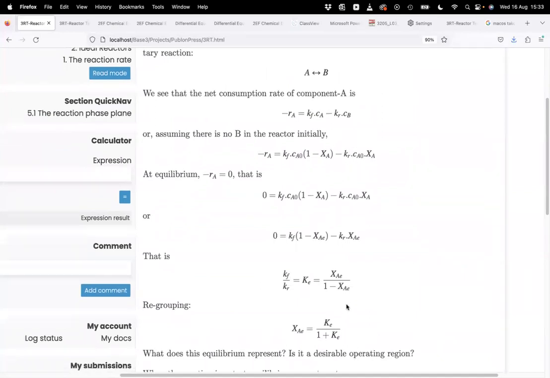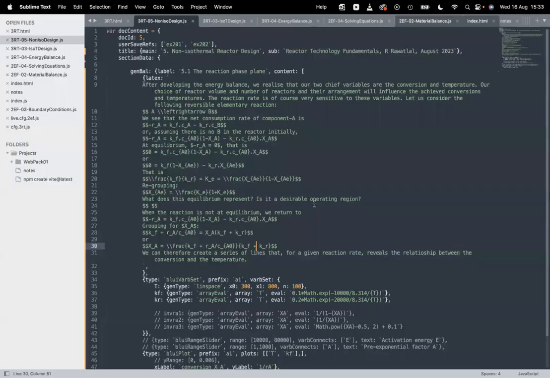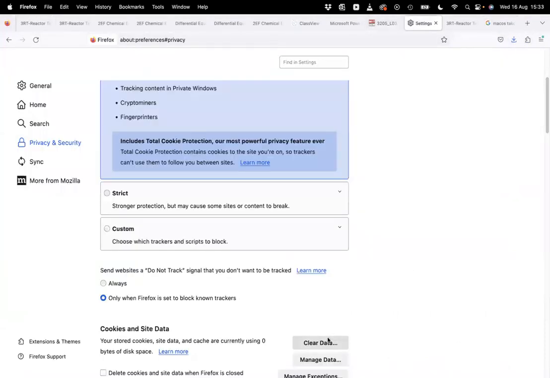Okay, here, did not correct that. I think I need to clear my cache.